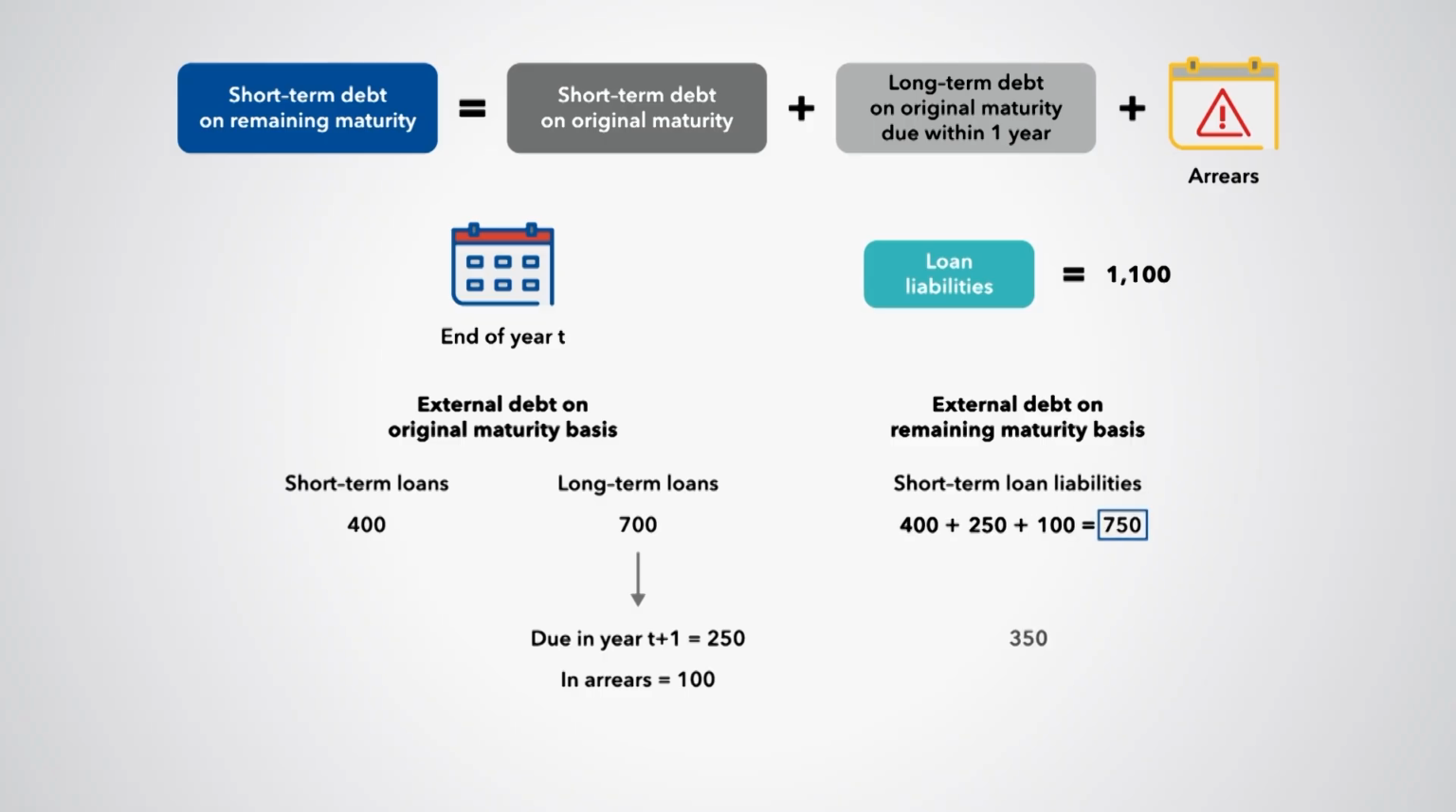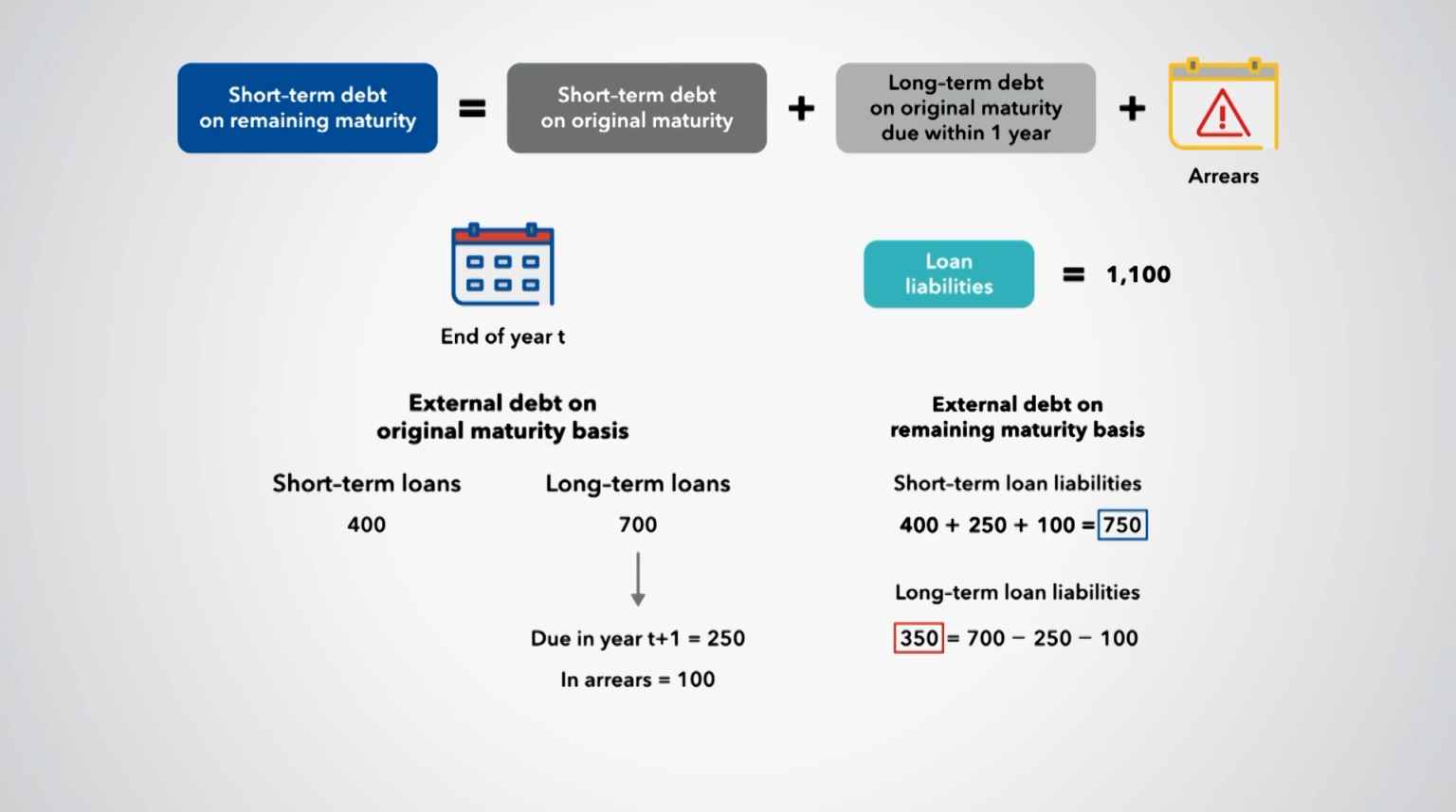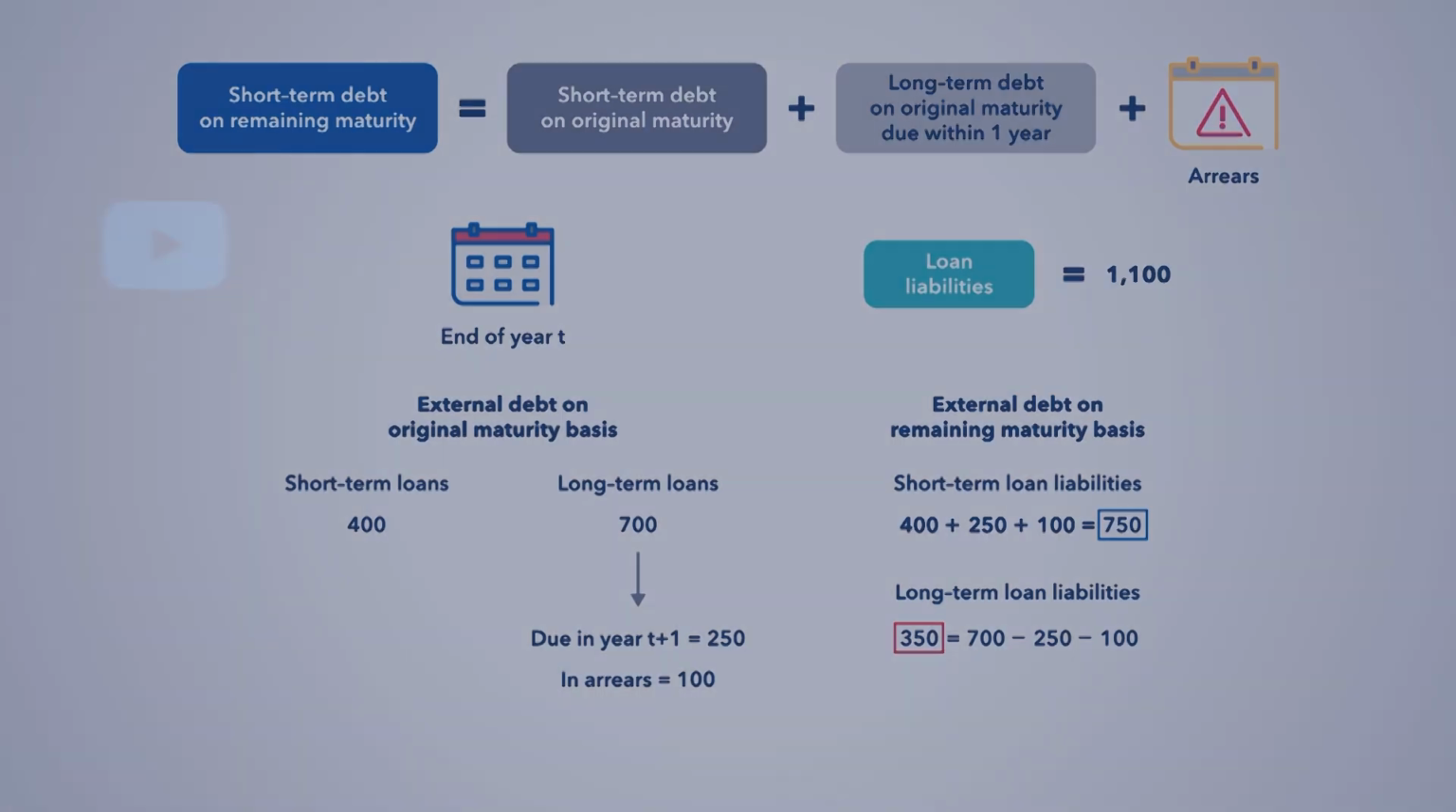The remaining 350, which is 700 minus 250 minus 100, due to be paid over 1 year ahead, is classified as long-term debt on a remaining maturity basis. The short or long-term classification according to original maturity is prioritized in external debt statistics, but classification according to remaining maturity is also recommended as supplementary information.